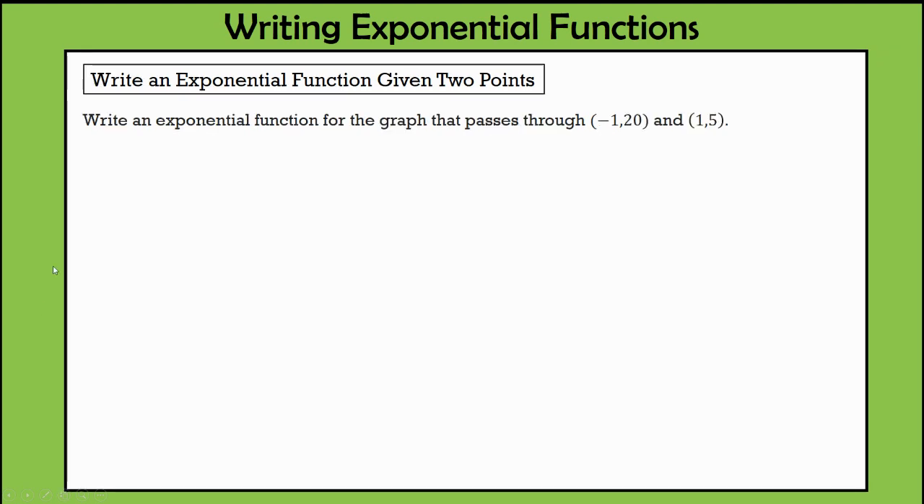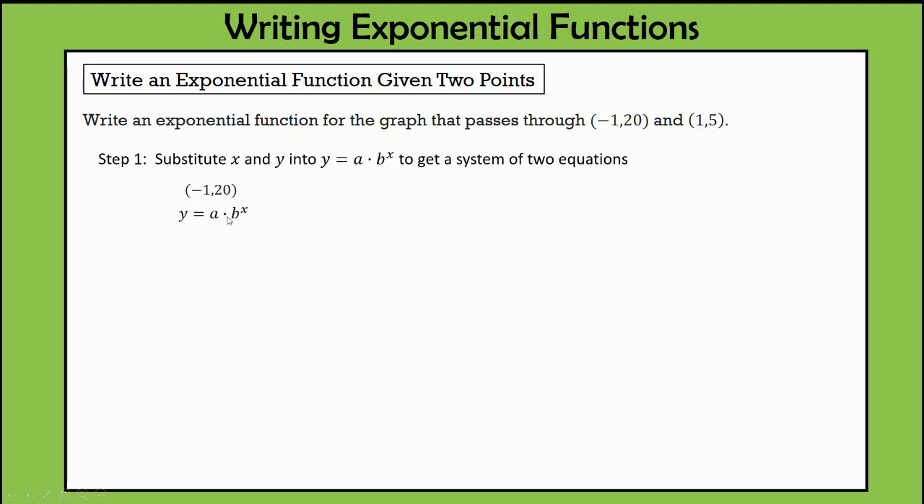All right, we're going to do it again. New set of numbers. Okay, so here are my ordered pairs, (-1, 20) and (1, 5). The first step is to create two equations using my two ordered pairs in this format. So I'm going to take (-1, 20) and I'm going to take my y equals a times b to the x, which is the general equation for an exponential function. Replace y with 20, x with negative 1, and there's my first equation.